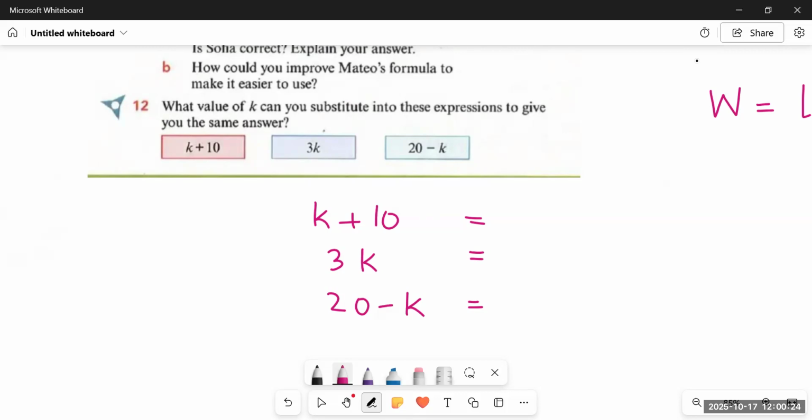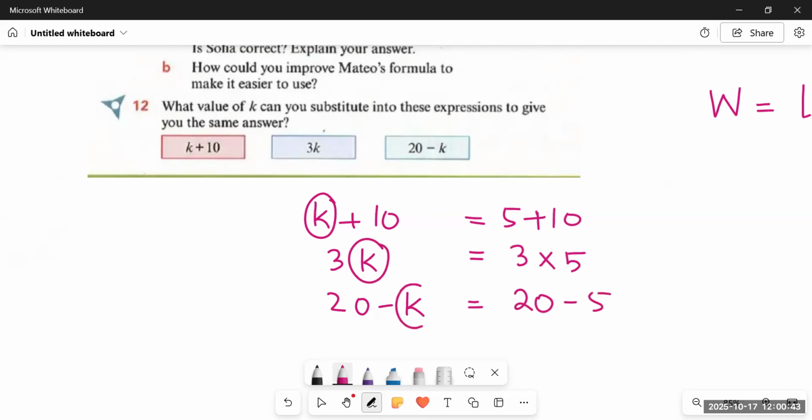What about 5 plus 10? If we suppose k as 5, it would become 5 plus 10. That's 15. 3 multiplied by k is again 15. Oh wow. Let's check it for 20. So 20 minus k is again 15. So in all these cases, if we suppose k as 5, we will get the answer 15. So it means the answer is 15.